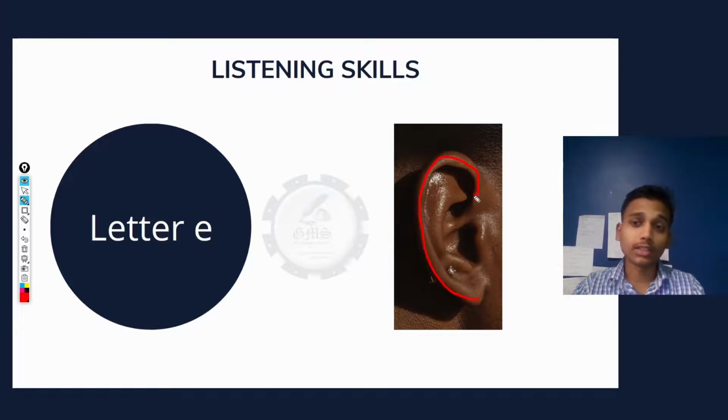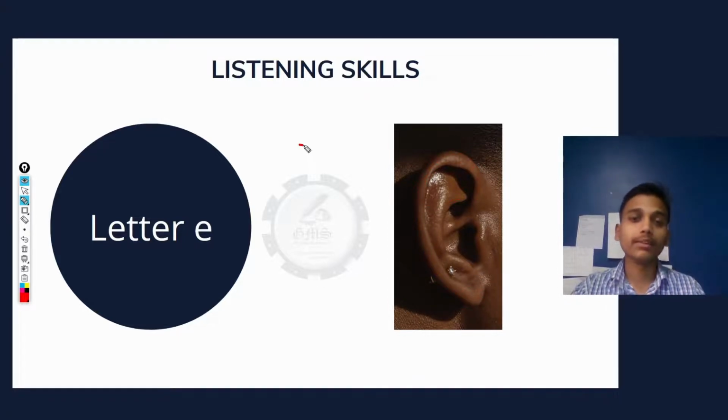Okay, now let's just add a small loop here. What does it look like? It looks like E, right? So that's why in graphology the letter E represents your ear. Just like letter O represents your mouth, similarly letter E represents your ear. So in communication skills, O and E are the most important letters.